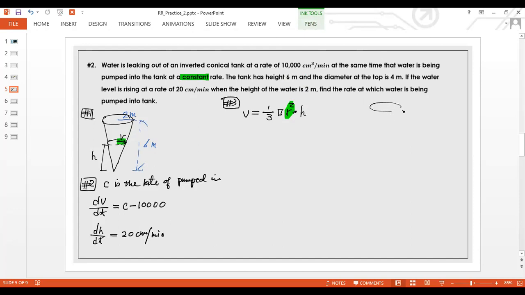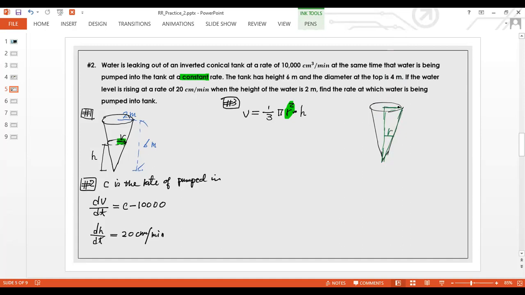Okay, so this is my conic. If you cut it this way, and cut it this way, what you see here, this green one, is a triangle, and this is my R.